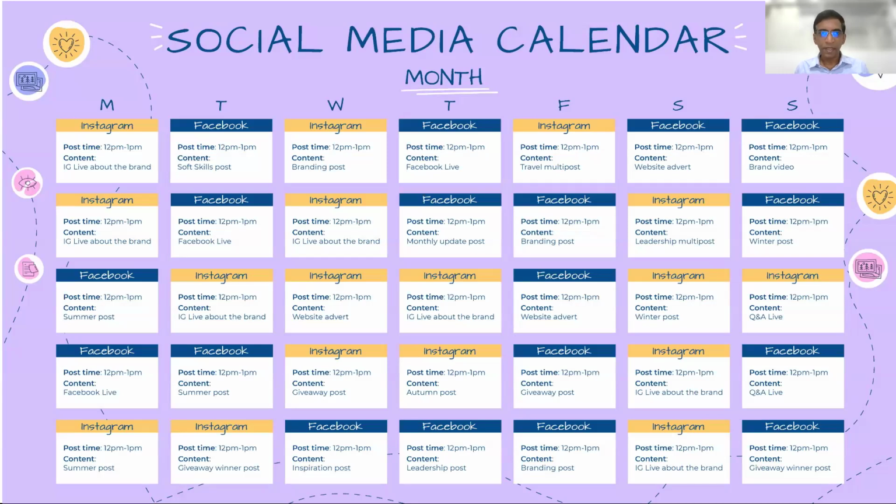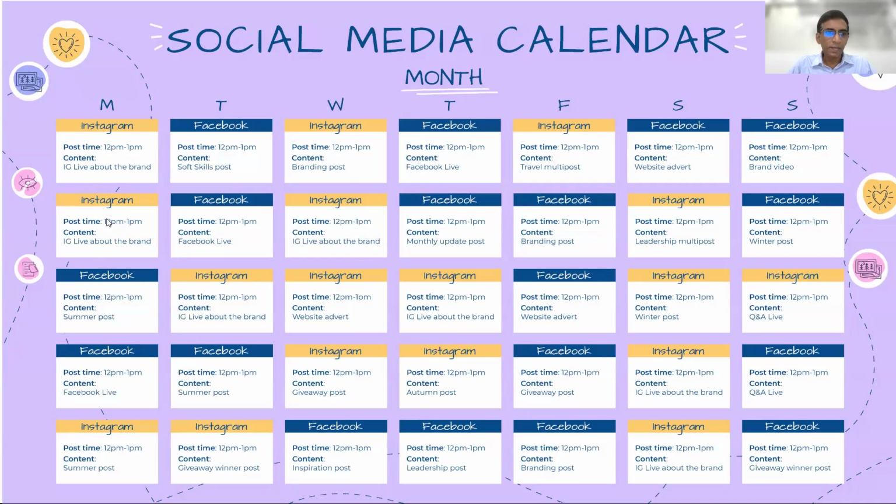This is from a company. This is a social media calendar for a certain month. And you can see there is Monday, Tuesday, Wednesday, up to Sunday. And then what do you do on Monday, right? For Instagram, we have a post time. Between 12 to 1 p.m., there is some post going on Instagram, right? So some live information about something or the other.